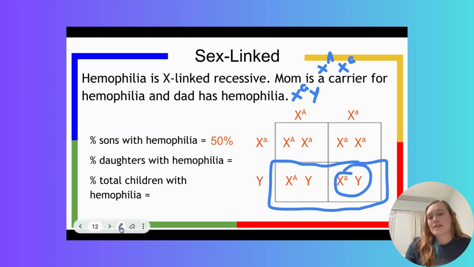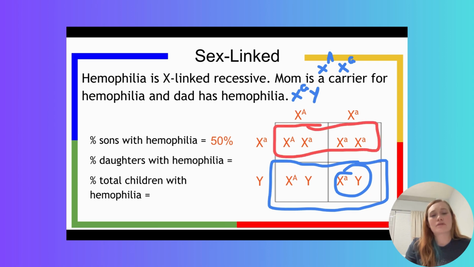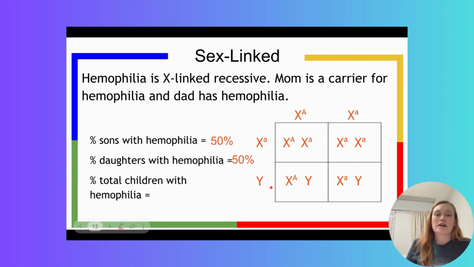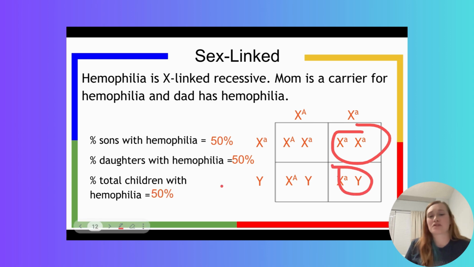Then the next one is how many of the daughters have hemophilia. So daughters are XX because they're female. So how many of them have hemophilia? Well, there's actually 1. So she has hemophilia, so that's 50%. Now, if it asks for total children with hemophilia, we'll get rid of all of this. That's all 4. So how many of them have the recessive trait? Well, that would be her and him. So it'd be 2 out of 4, so it's still 50%.